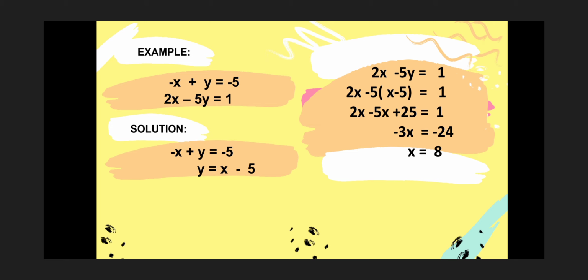So 2x minus 5 times x, negative 5 times x is negative 5x, and negative 5 times negative 5 is positive 25, plus 1. So evaluate, 2x minus 5x is negative 3x. And then yung 25, i-transpose natin sa kabila to negative 25. So 1 minus 25 is negative 24. So negative 3x equals negative 24. Divide natin both sides by negative 3. So the value of x is 8.